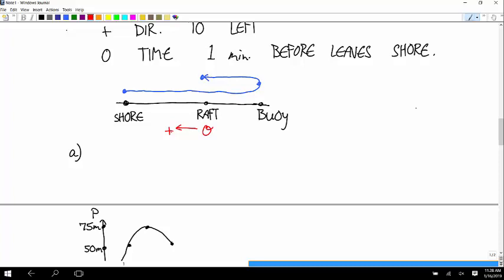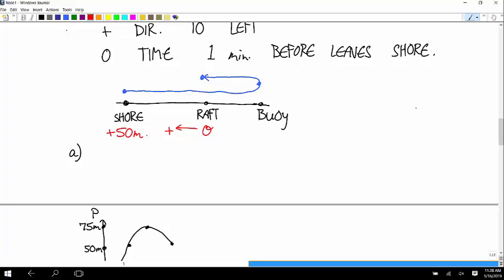And so now we have to come up with the position labels. Whenever someone's at the raft, they're at position 0. What's the distance between the raft and the shore? 50 meters. So if you start at 0 and go 50 meters in the positive direction, what's the position here? It's in the positive direction, so that would be positive 50. So this position label is positive 50 meters.